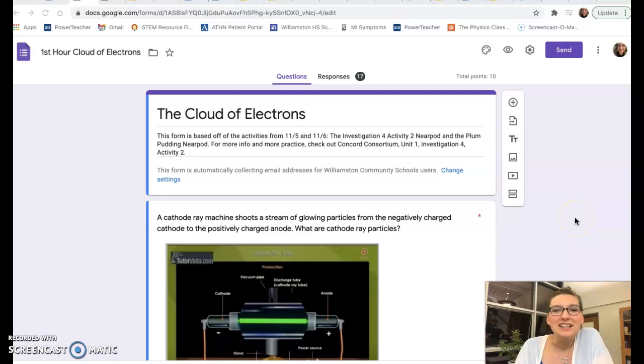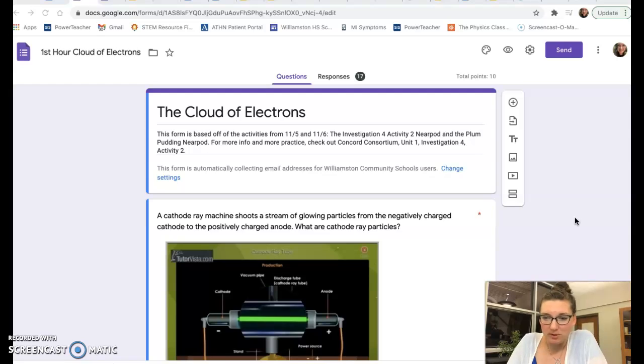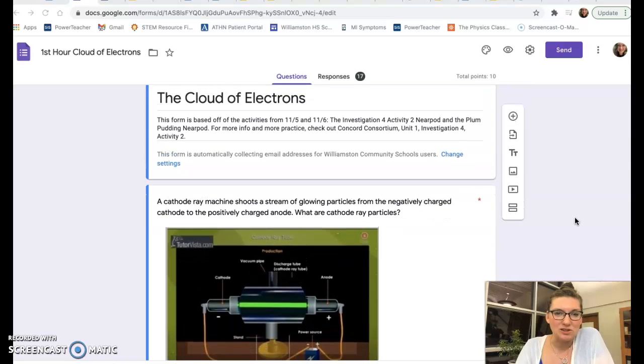Hey physics, let's continue our study of the atom. So this form is based on J.J. Thomson's experiment that led us to the plum pudding model. And the big discovery there was the discovery of electrons. So let's go in to see how to answer these questions here.